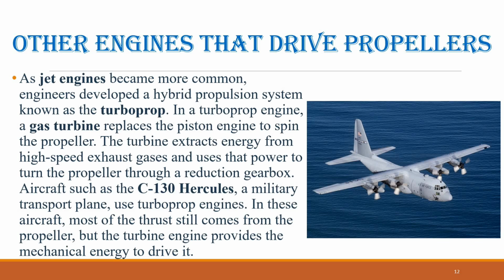The turbine extracts energy from high-speed exhaust gases and uses that power to turn the propeller through a reduction gearbox. Aircraft such as the C-130 Hercules, a military transport plane, use turboprop engines. In these aircraft, most of the thrust still comes from the propeller, but the turbine engine provides the mechanical energy to drive it.